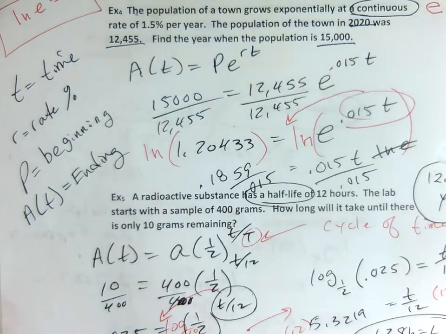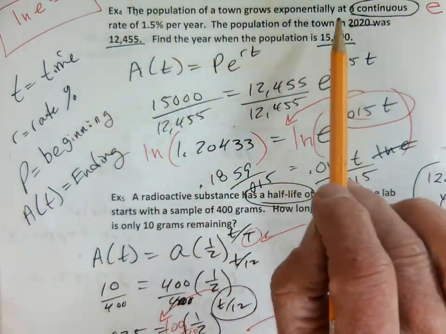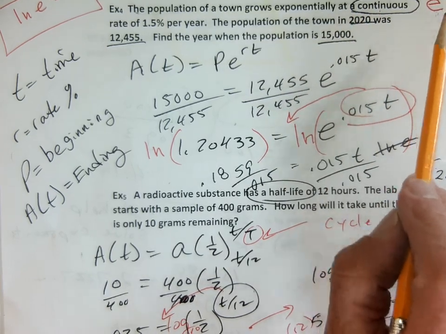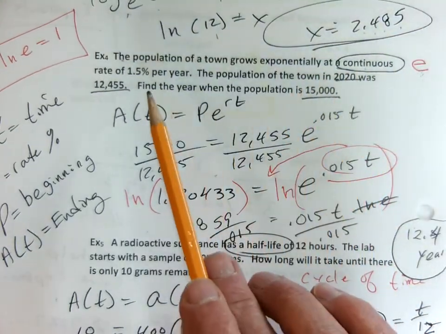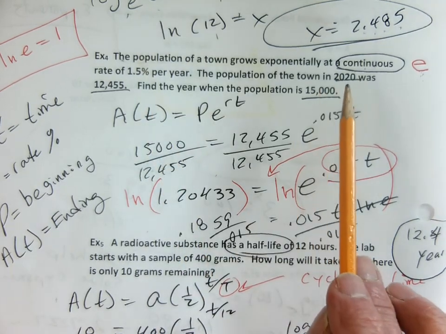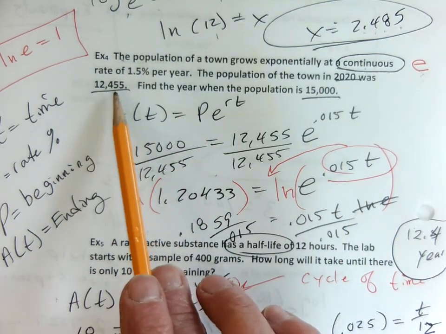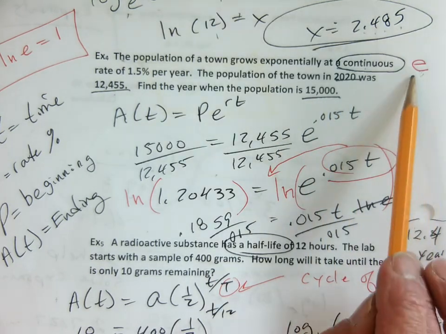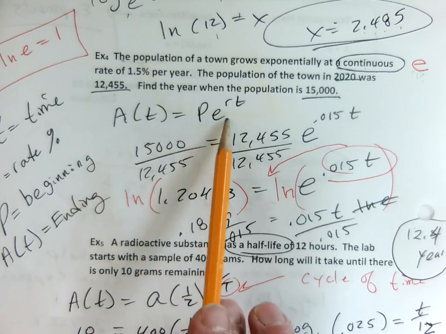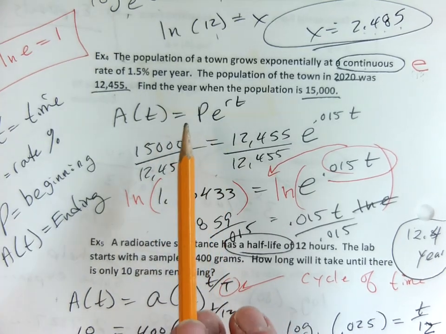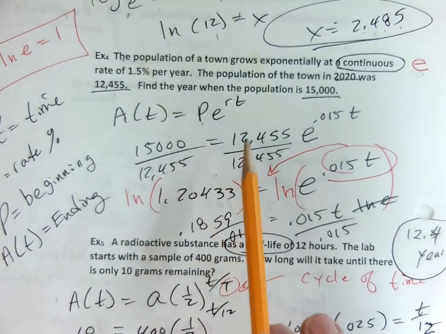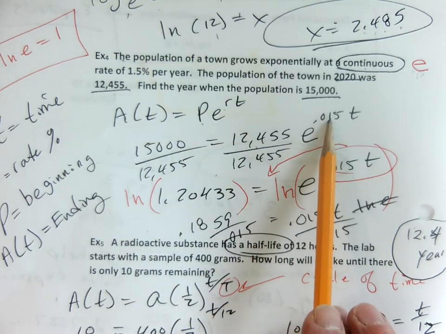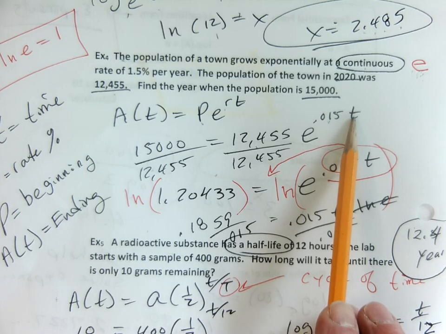Okay, number 4, population of a town grows exponentially, continuously, at 1.5% interest. And we know the beginning population was 12,455, and the ending population was 15,000. Now, because it's continuous, I'm going to use my e formula, the PERT formula. P is the beginning amount, e is the number e, r is my rate, growth rate, times t, which is time.